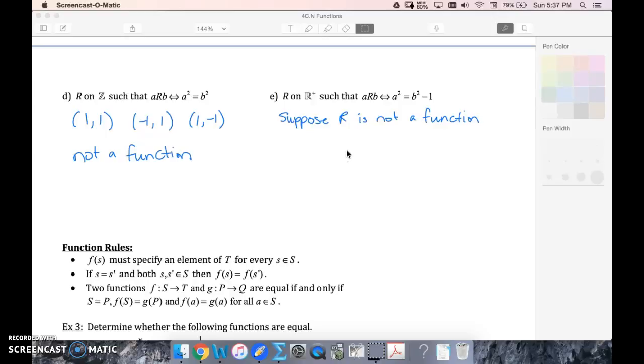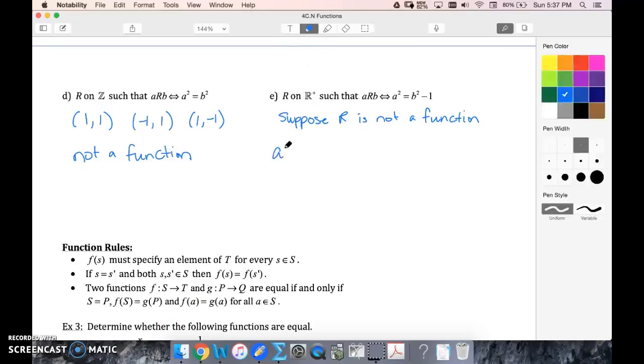Okay, so if R is not a function, that would mean for an individual A, I would have 2 different outputs of B. So we could say that A is related to B. That's going to imply that A squared is B squared minus 1. And A is also related to C. So if it's not a function, both of these would be true. A squared is C squared minus 1.